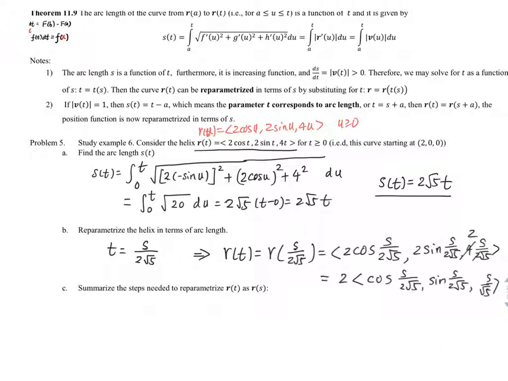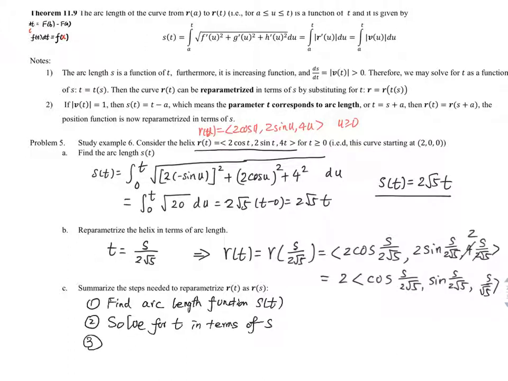Now, just a quick review. We want to summarize the steps needed to reparameterize a function in terms of t to a function in terms of s. Step number 1, you want to find your arc length function s of t. Step number 2, you solve for t in terms of s. And step 3, you do the substitution.